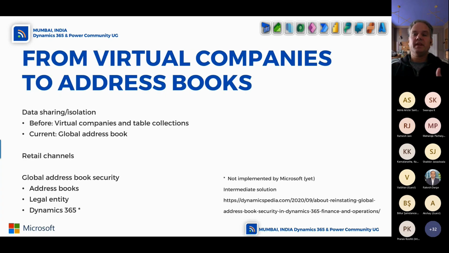So if we had the option to use virtual companies in the past, where you could just restrict or share data, the virtual companies was also kind of data isolation, but also sharing, mostly used for the sharing part. Microsoft introduced the address books, which I just quickly showed a small introduction by just filtering all parties on the address book with a tag of Amsterdam.